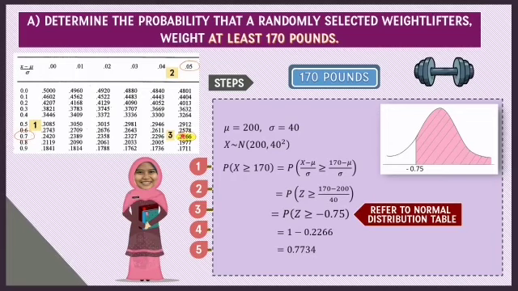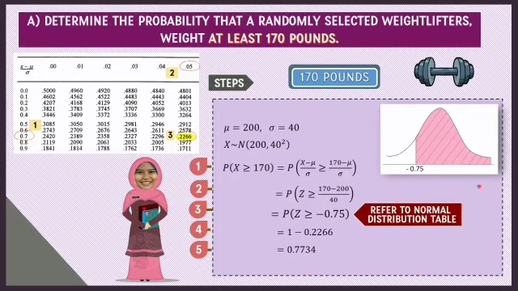To determine the answer, we need to sketch a normal distribution graph using z value. Then, we shade the right region, as we need to find the probability of z more than or equal to negative 0.75. 0.2266, which we gain from the normal distribution table, is the value of left region. This is because we only can get the tail value from the table.